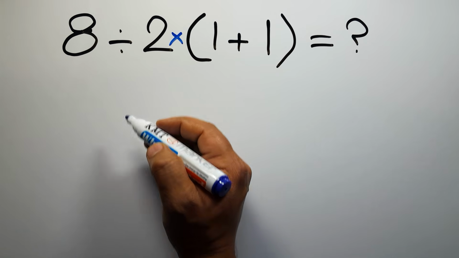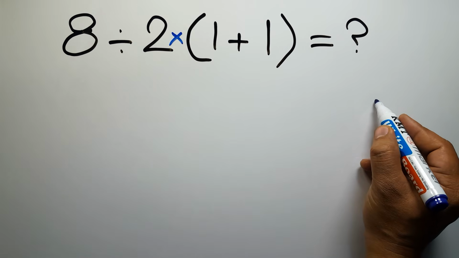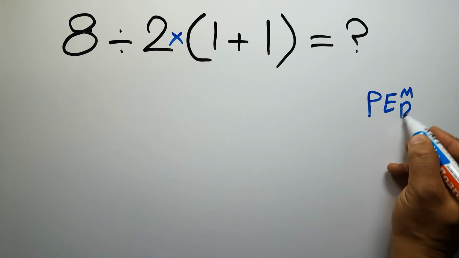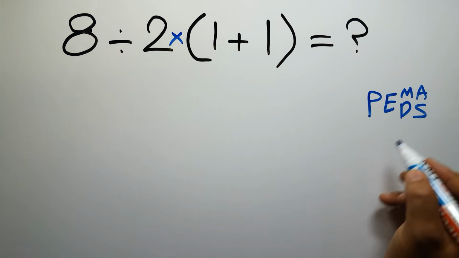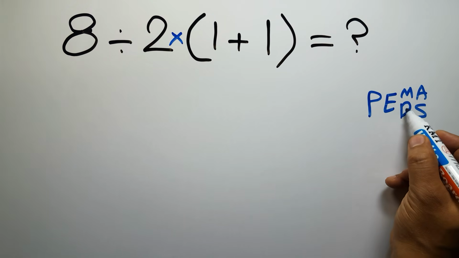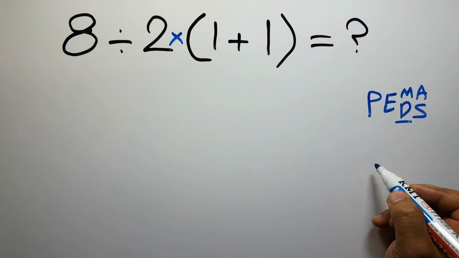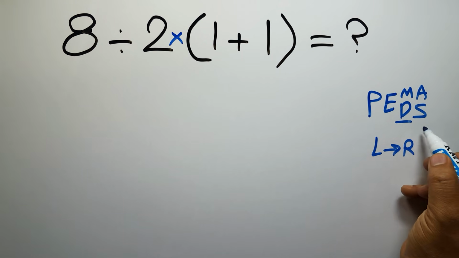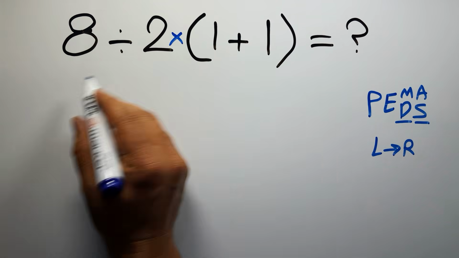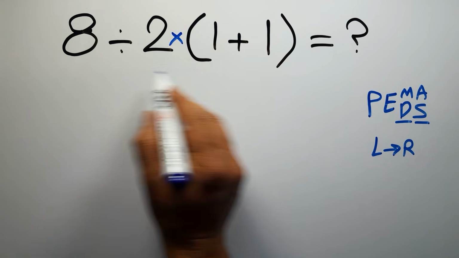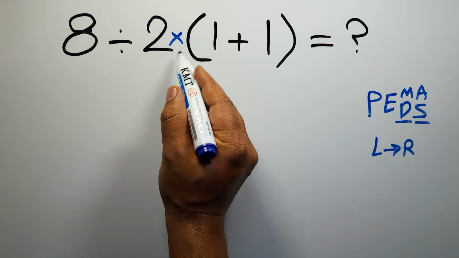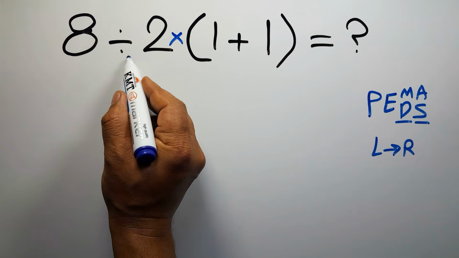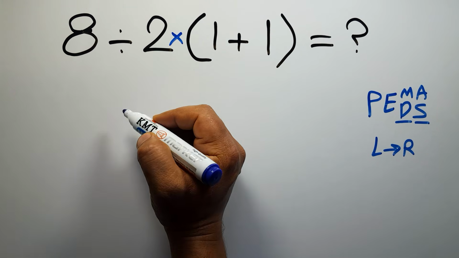Okay, now, according to the order of operations, first we have to do parentheses, then exponents, then multiplication or division, and finally addition or subtraction. Remember that multiplication and division have equal priority and we have to work from left to right. And the same applies to addition and subtraction. So here, first we have to do this parentheses, then this division, and finally this multiplication.